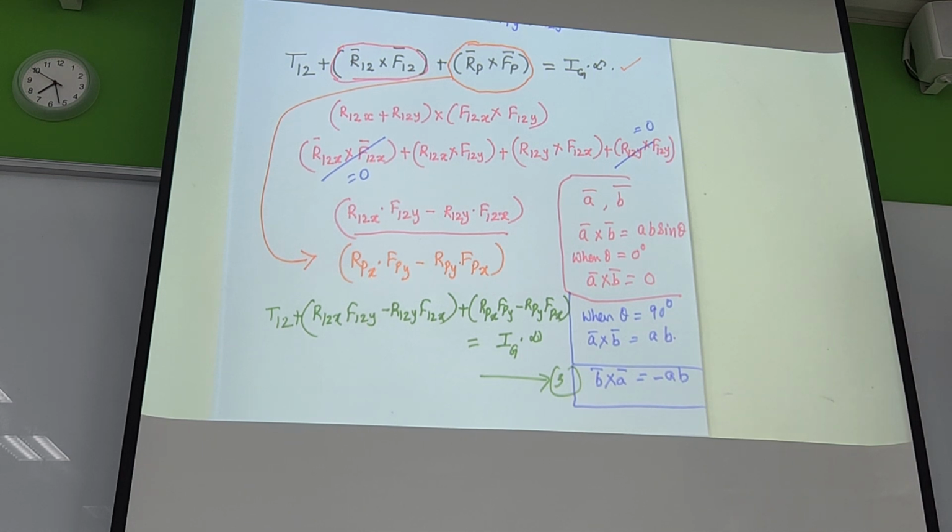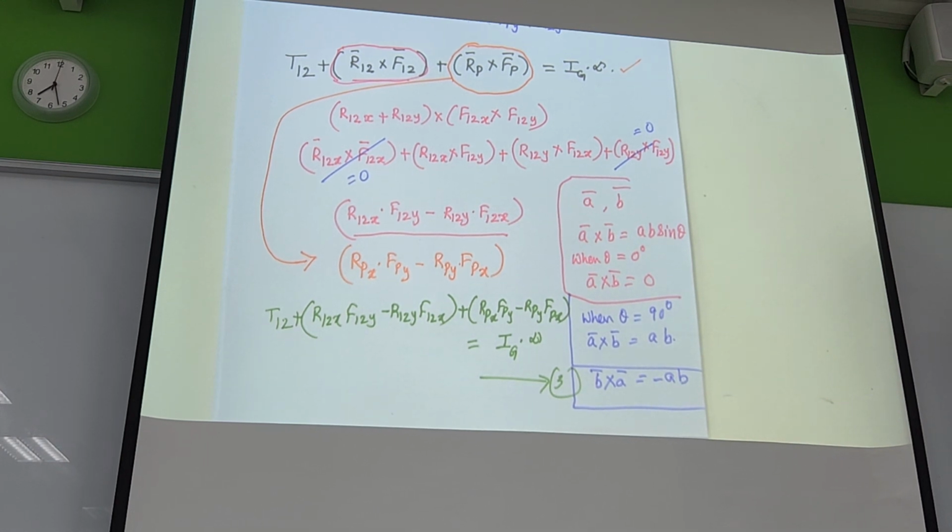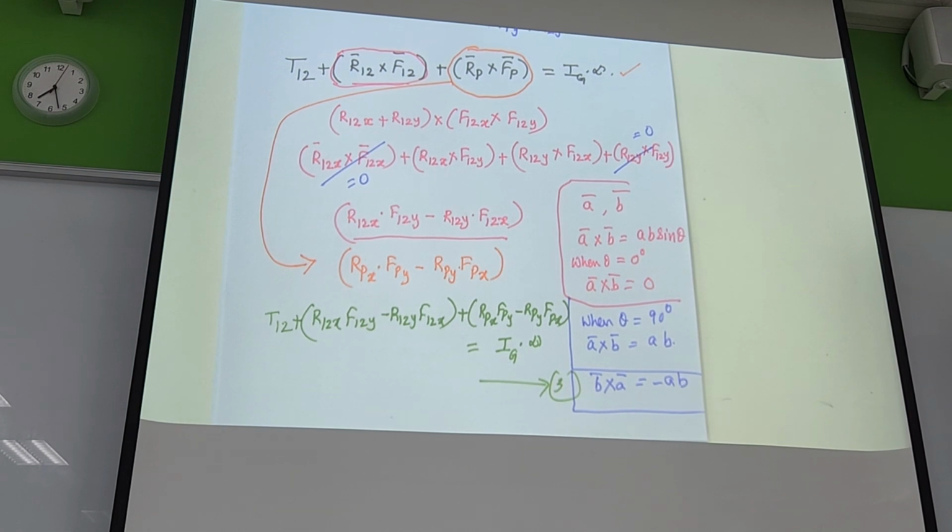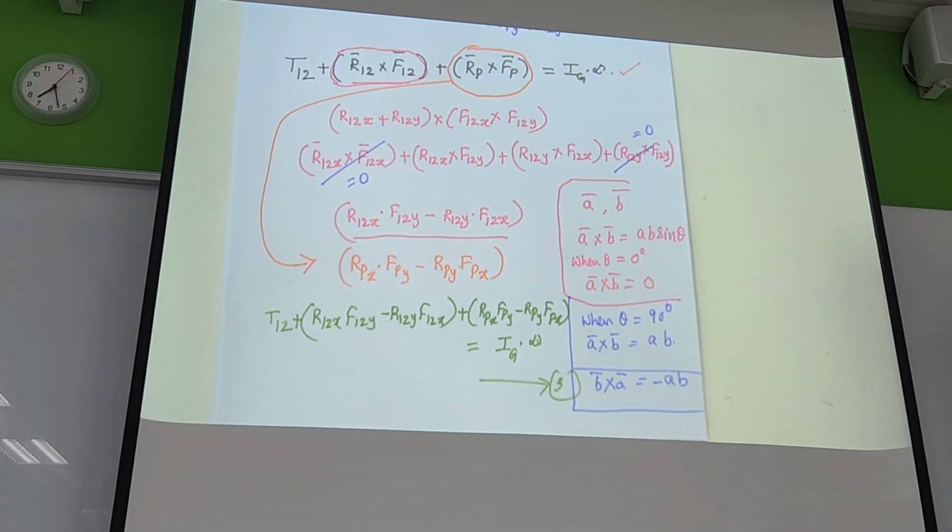So for link 2, we have ended up writing 3 equations, and in these 3 equations we have 3 unknowns. So we can put these 3 equations in matrix form.